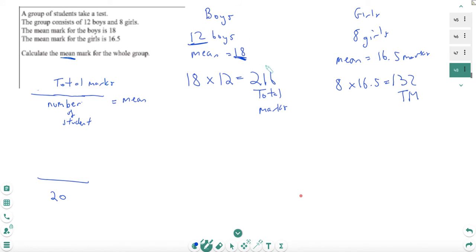So now, to find the total marks for both genders, we can just do 216 plus 132, which is 348. So the total marks scored by everyone is 348. Shared between 20 students, divide by 20, should give us our mean. So 348 divided by 20 is 17.4. And this is the mean mark for all students.